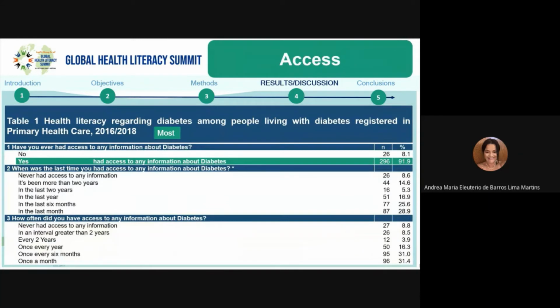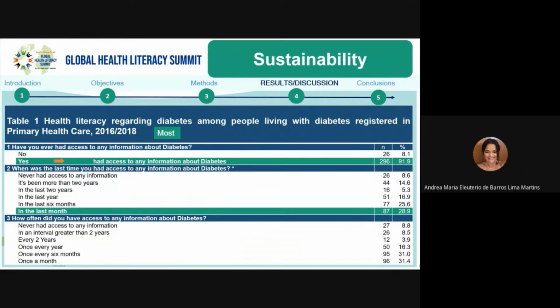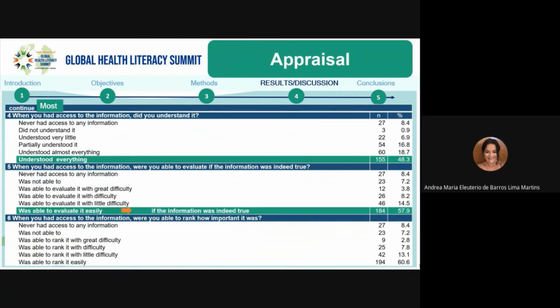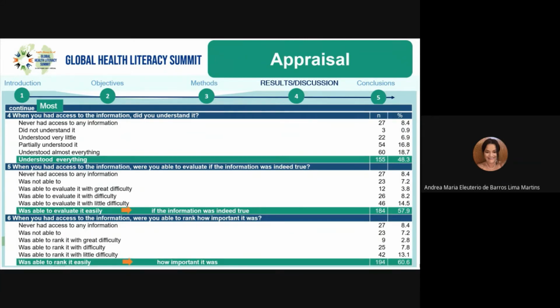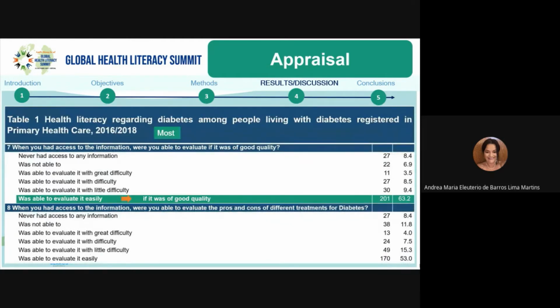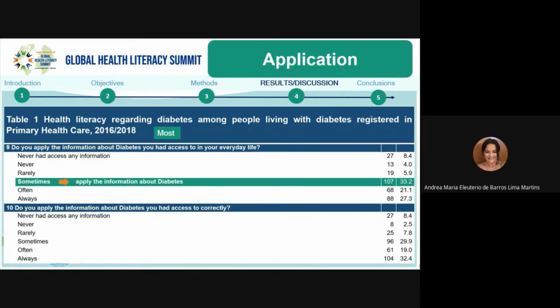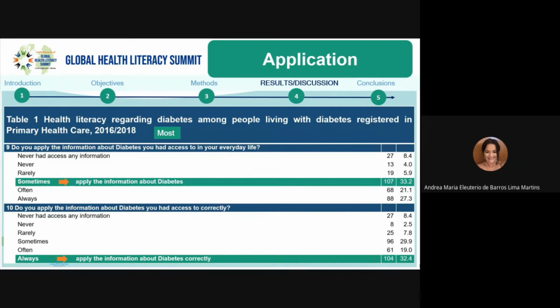Most, yes, had access to any information about diabetes. In the last month, once a month. Most understood everything, was able to evaluate easily if the information was indeed true, was able to rank easily how important it was. Most was able to evaluate easily if it was of good quality, was able to evaluate easily the pros and cons of different treatments for diabetes. Most sometimes apply the information about diabetes, always apply the information about diabetes correctly.